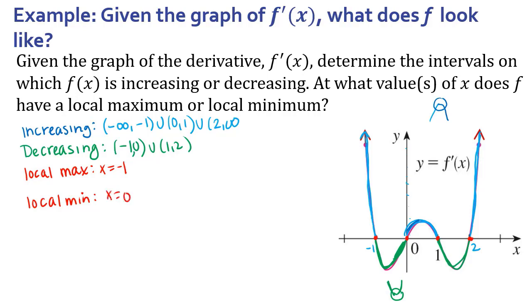So when it changes from increasing to decreasing, like right here, that's where you have a local max. And then when it changes from decreasing to increasing, that's where you have a local min. So we would say that there's another local maximum at x equals 1, and then there's a local minimum at x equals 2.